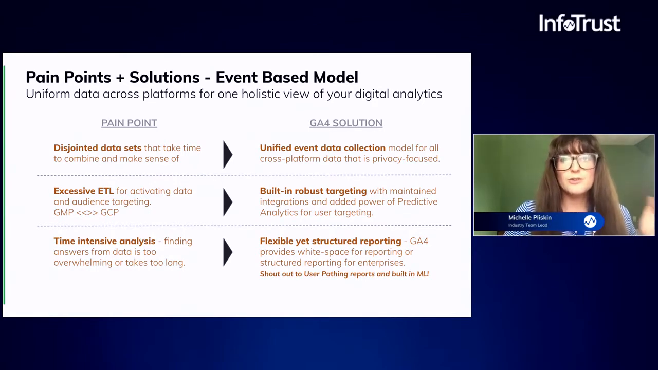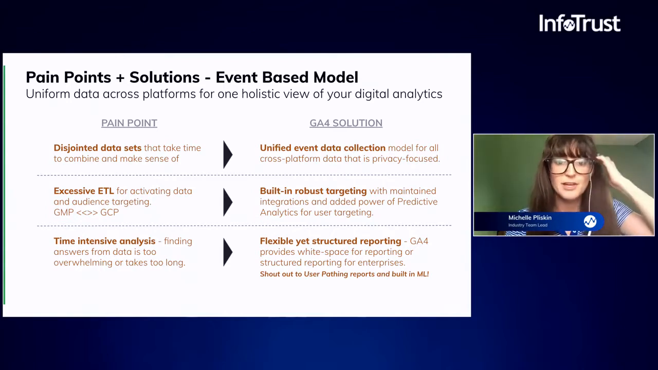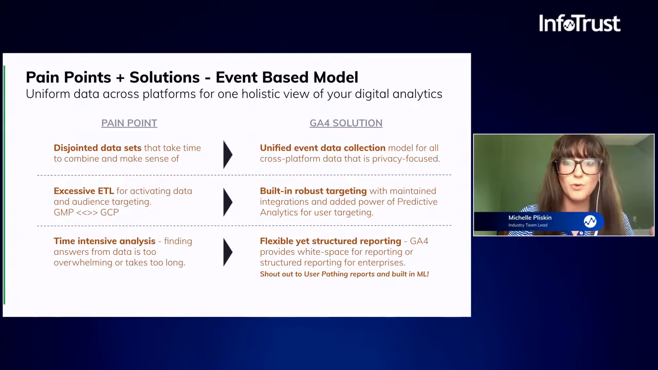Finally, in Universal Analytics, maybe it took a little bit of time and manipulation to get different analyses that weren't necessarily in the UI to be able to get your performance monitoring that you wanted. Now in GA4, you're going to have the opportunity to have flexible yet structured reporting. So there are some out-of-the-box reports, but then there's a lot more emphasis on tools such as the Analysis Hub that really allow you to build whatever you want and to get the analysis that you really need based on your specific business goals.